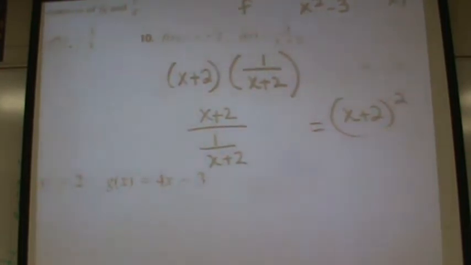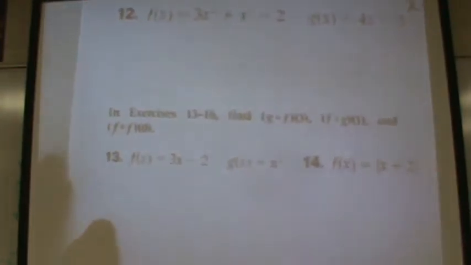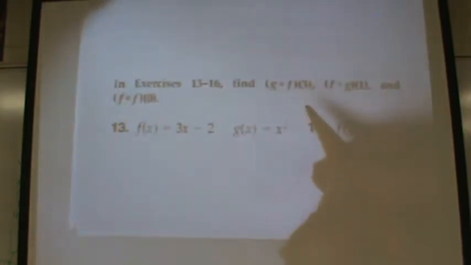And we're going to skip 12, it's hard to read. I can't make out those exponents. We're just going to move on. 13 through 16, these are compositions.